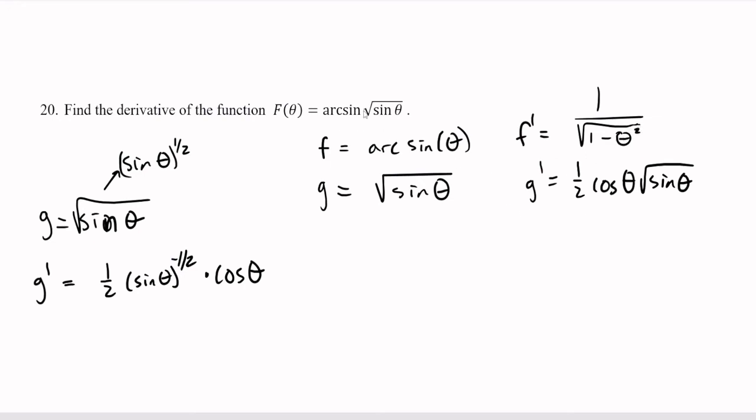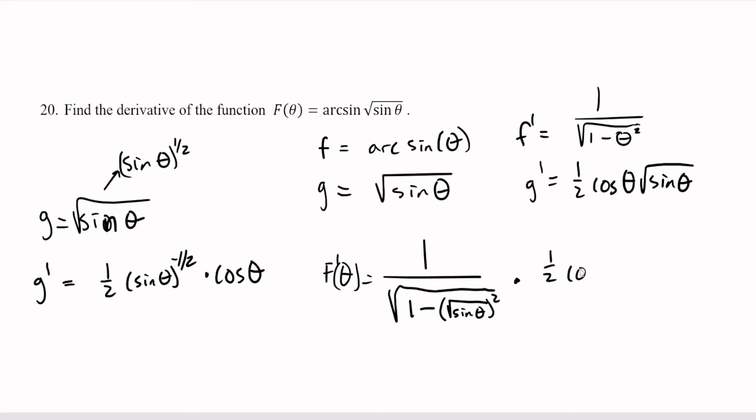Okay, so chain rule on this. Big F prime will be 1 over the square root of 1 minus, now again, not just theta squared, whatever the inside was. So this is going to be square root sine theta squared, okay? And then multiply by what? The derivative of the inside. This was the inside, this was its derivative. 1/2 cos theta, and then what do we have here? Square root sine theta.